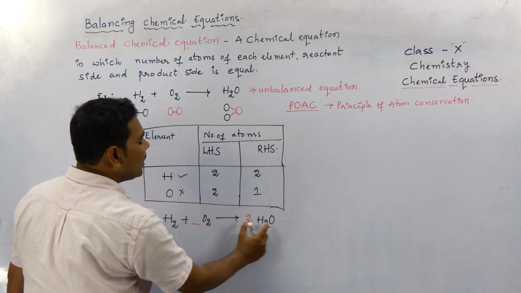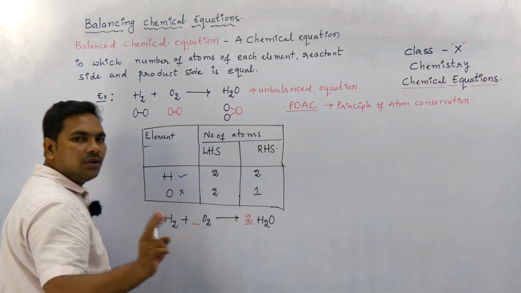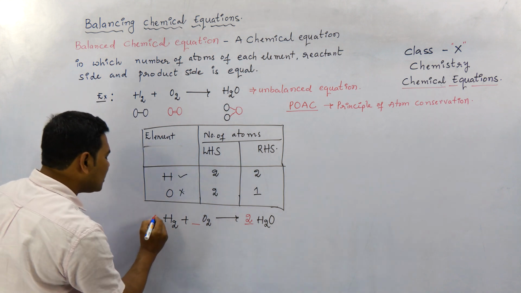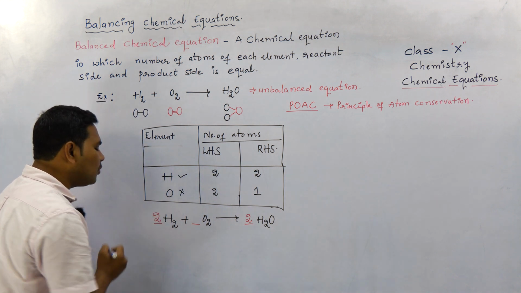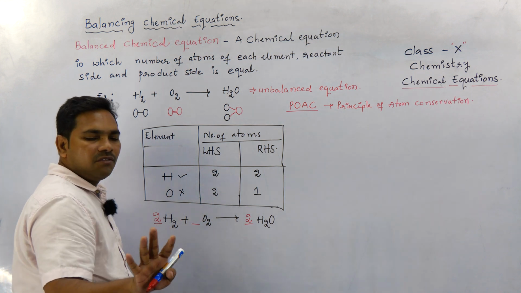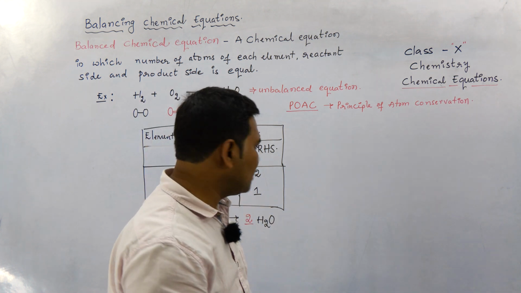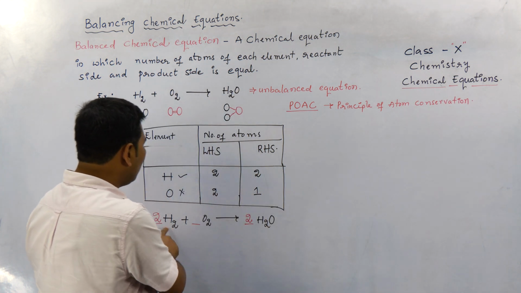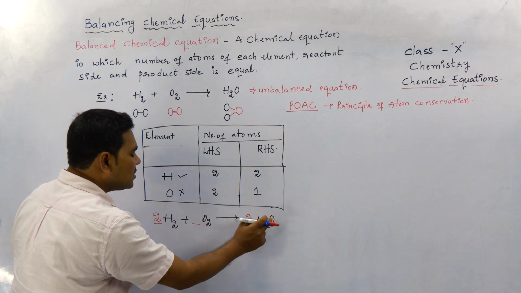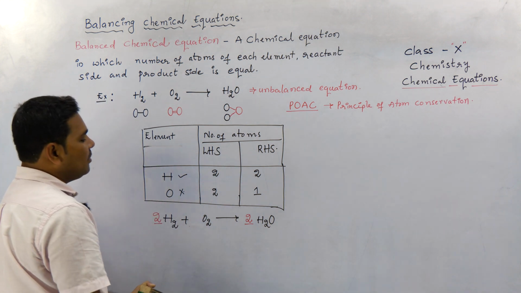Oxygens are balanced now, but hydrogens are not balanced now. Two twos are four hydrogens. We have four hydrogens on the product side, only two hydrogens on the reactant side. So what I do, I just multiply, I make it two molecules. Two molecules of hydrogen have four hydrogen atoms, whereas one molecule of hydrogen has two atoms. If we take two molecules, then it contains four atoms. That's it. So four hydrogens, two oxygens, balanced. Okay, this is the balanced chemical equation.